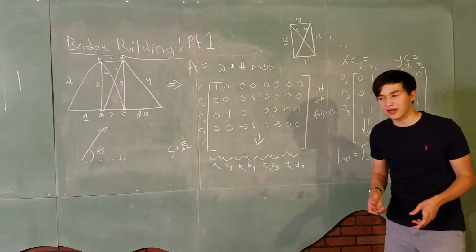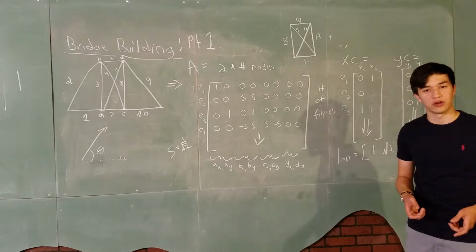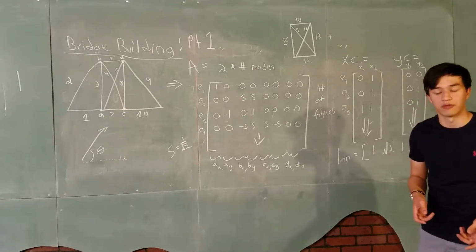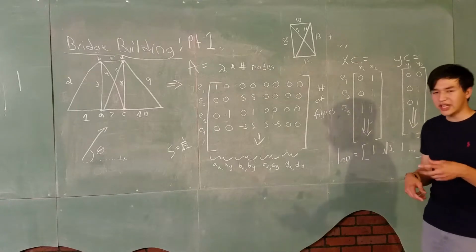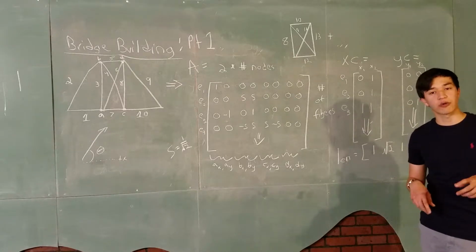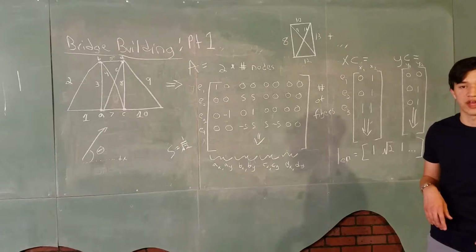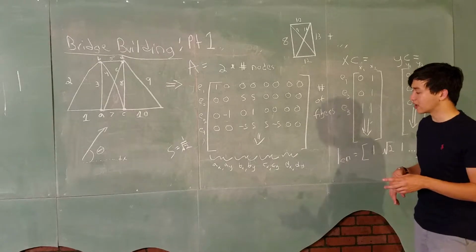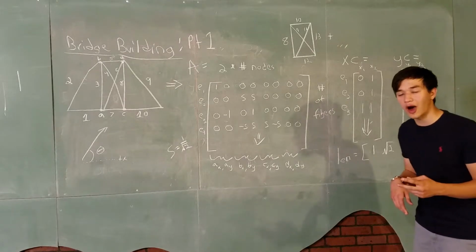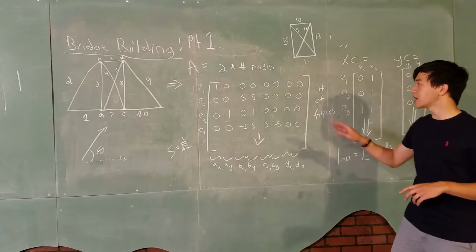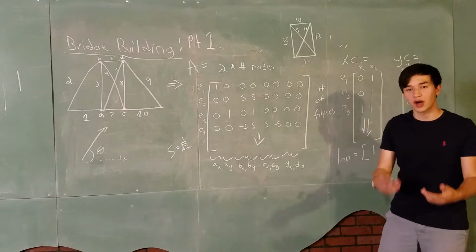So you should be thinking there, why is it 2 times the number of nodes? Why is it not 1 times the number of nodes? Well, for each node, we want to incorporate an X and Y value to that node. So what we're really doing here is we're actually associating 2 columns for a given node. And thus we have 2 times the number of node columns.